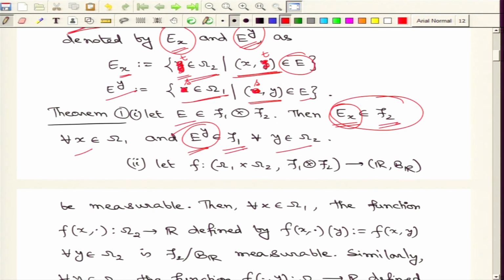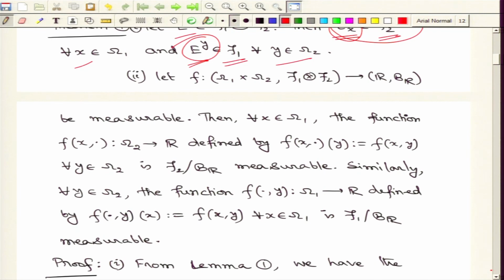We are going to prove these statements. Moreover, this link with sets also extends to measurable functions. Let us explore the properties of measurable functions which are defined on this product type sets. Look at real valued measurable functions defined on this measure space.